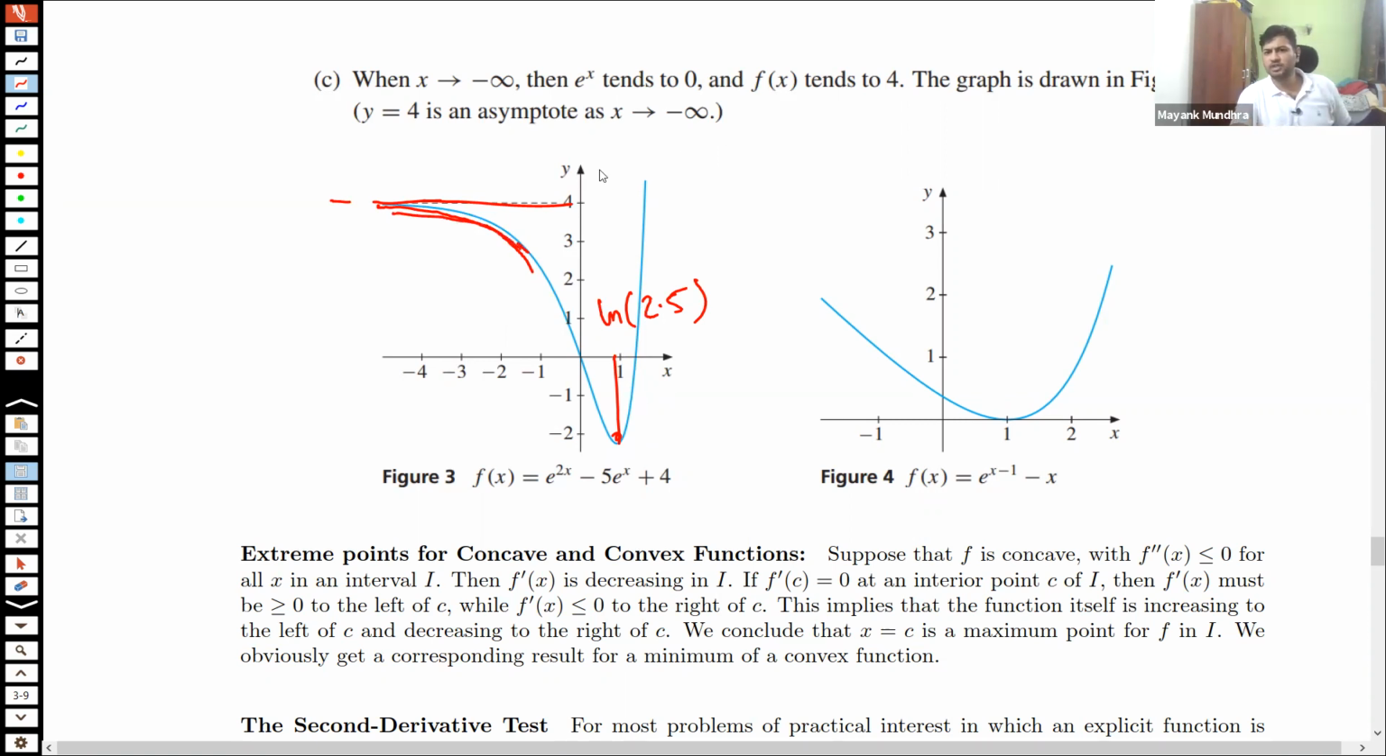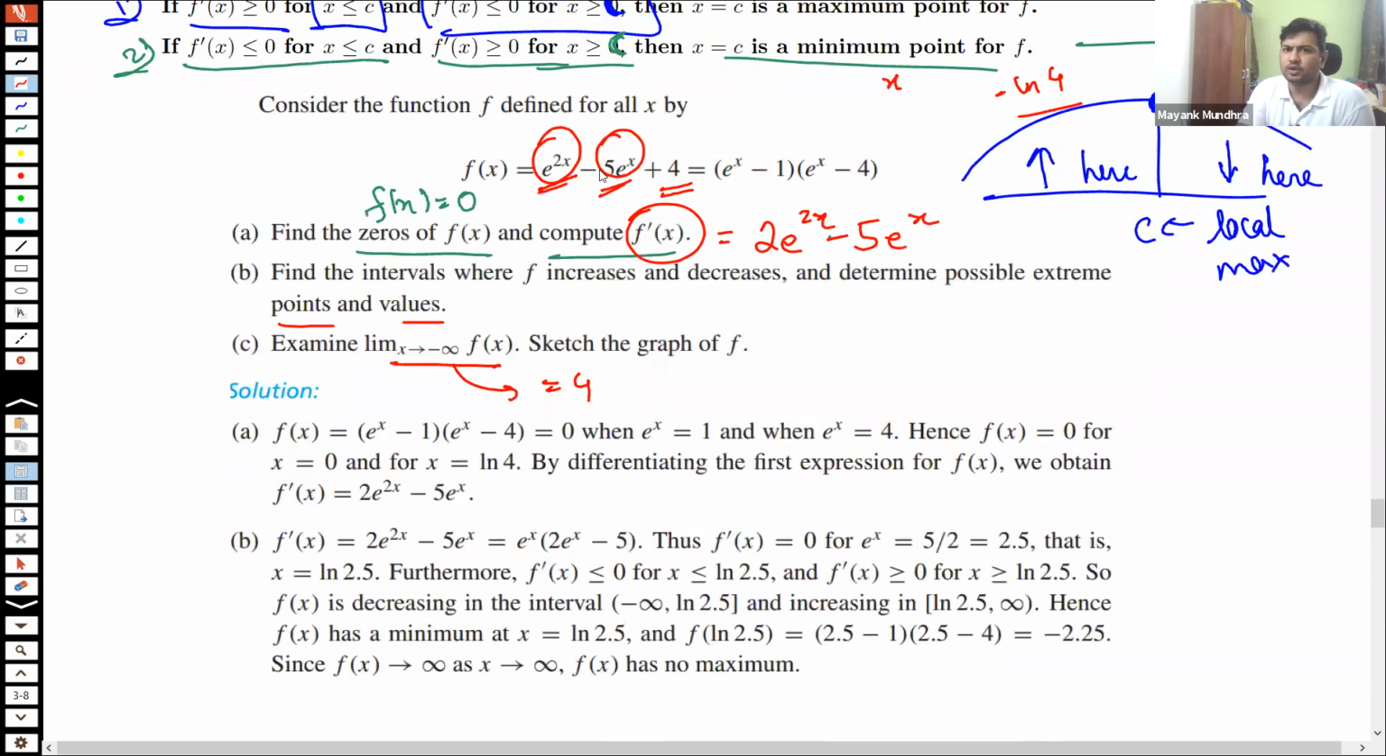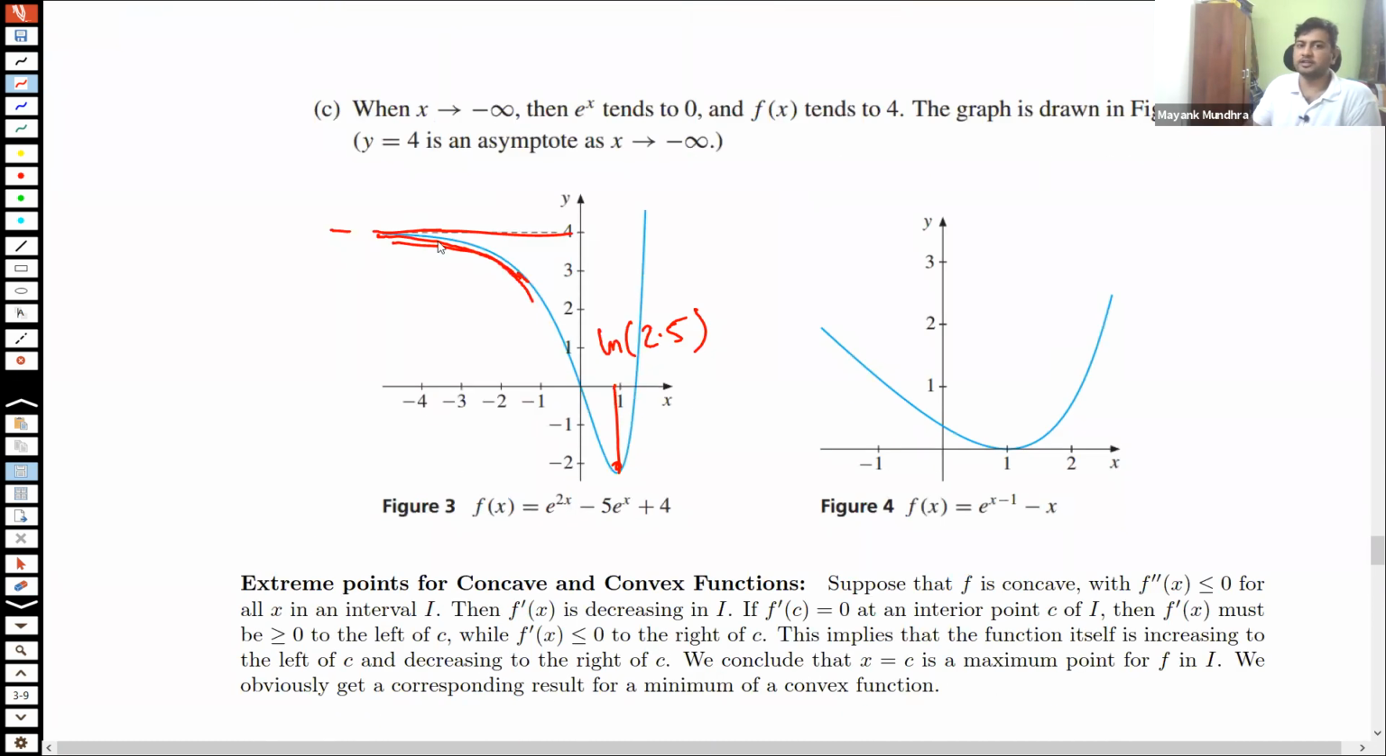Also, I sometimes need x tending to positive infinity. Here I know that limit x tending to positive infinity is going to be infinite, because e to the power 2x is going to dominate this e to power x, since it has a higher power. So limit x tending to positive infinity f of x will be equal to infinity. At negative infinity it tends towards a finite value 4, whereas at positive infinity it will keep on increasing like this. So that's the entire graph of this particular function.